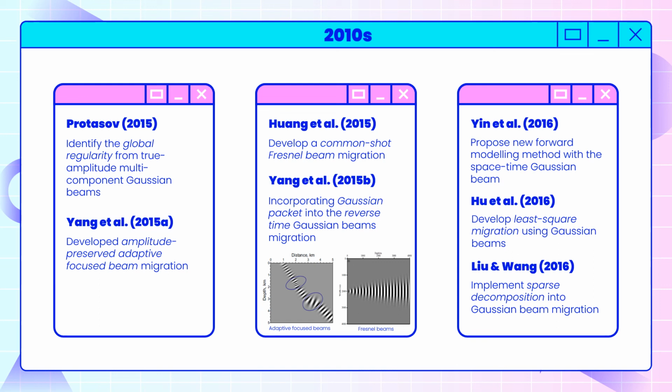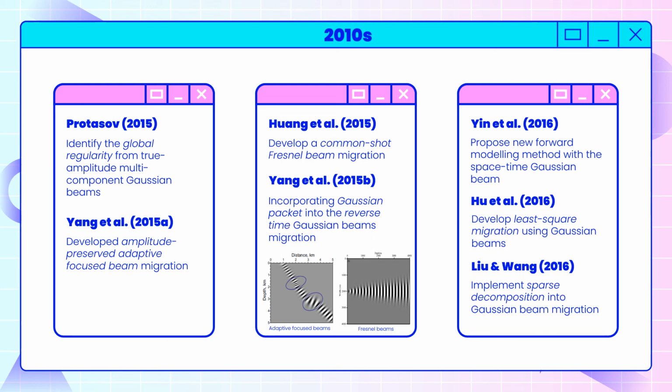Yuan et al. in 2015 incorporated Gaussian packet into the reverse time Gaussian beam migration in time-space domain. Yin et al. in 2016 proposed a new forward modeling method with the space-time Gaussian beam by reconstructing the source wavelet at any given source point.